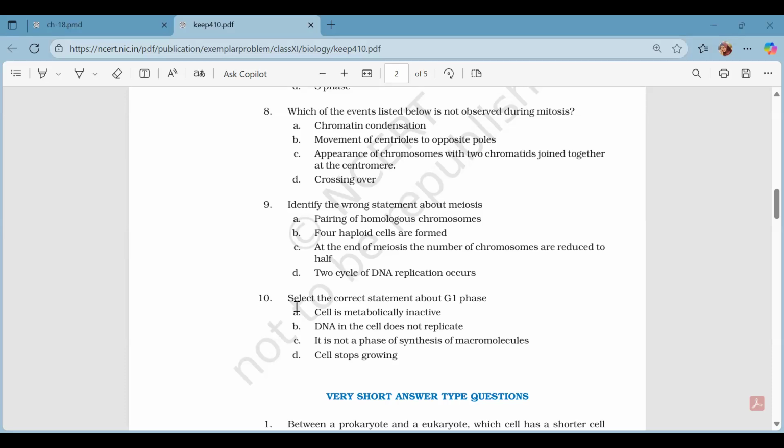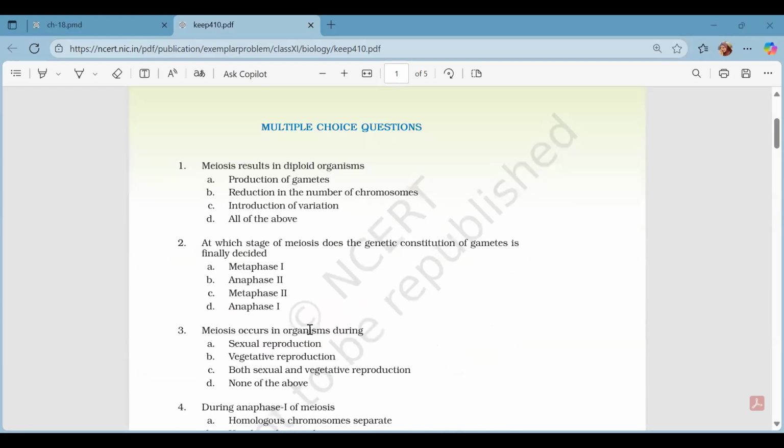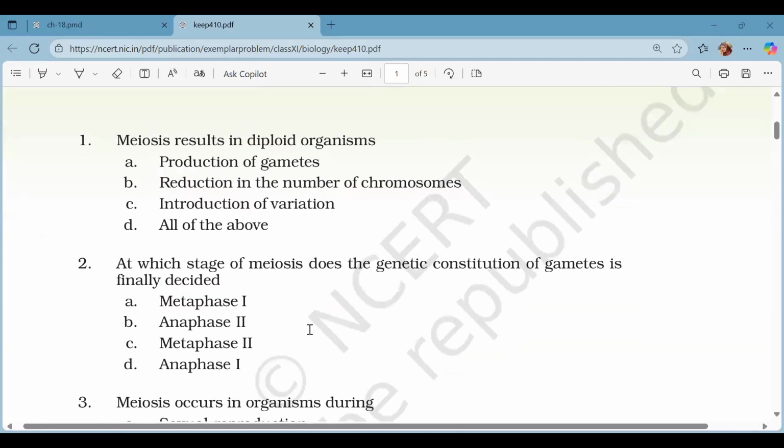All right. Did you people have any doubts in any of the questions? No. Okay, let us discuss the answers. So the first question is, meiosis results in diploid organisms. What is production of gametes, reduction in the number of chromosomes, introduction of variation? Which one out of them? Ma'am, all. Yes, B, all of them.